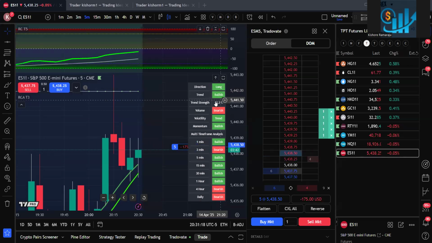Because your direction is long, trend is bullish, volatility is trending. Momentum is bullish. It is not in a range. Either 1 minute, 5, 15, 30 minutes, 1 hour, everything is bullish.